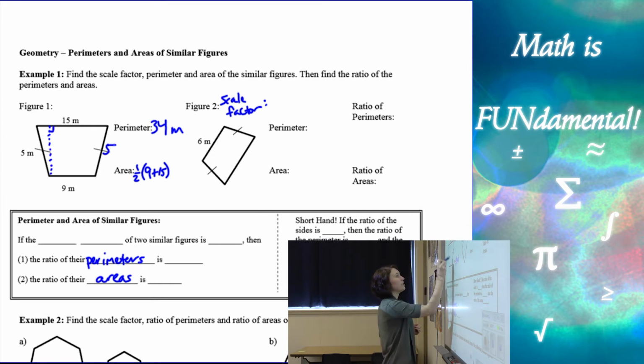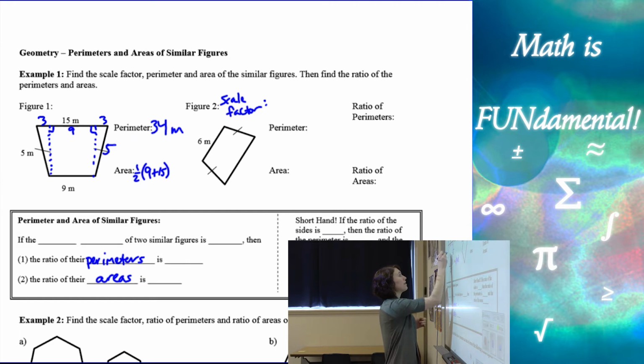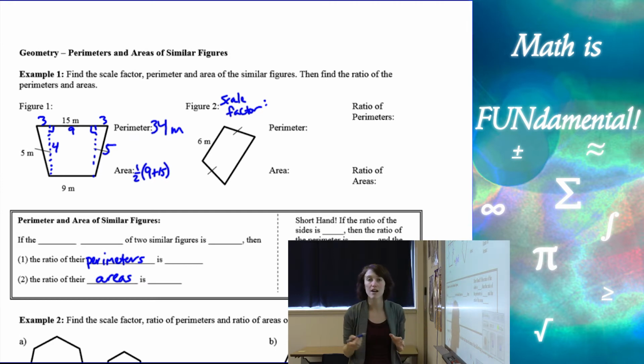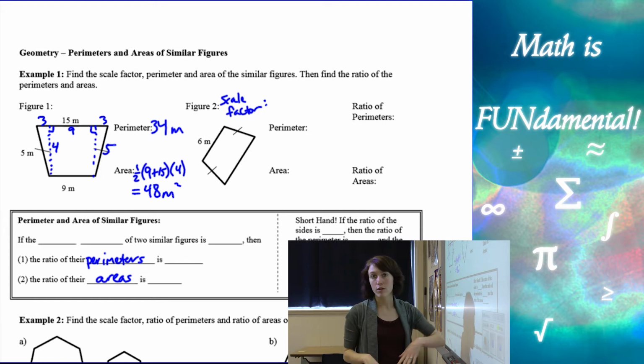which we can find by drawing our height using the fact that these are both an isosceles trapezoid. If both of the legs are the same, then these two distances are both going to be equal. If this is 9, I can take 9 from 15 and then split it in half. So this is going to be 3 and 3. And then using my right triangle, you can use Pythagorean theorem, but this side is going to be 4. So my height of my trapezoid is 4, and I have 1/2 of 9 plus 15 times 4, which gives me 48 meters squared.